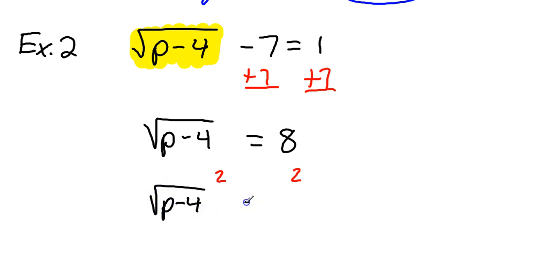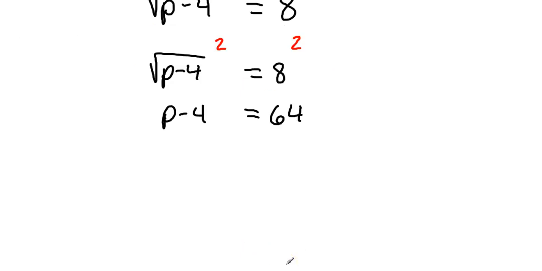The square root of p minus 4 is going to be equal to 8 squared. So the square and square root cancel to get p minus 4. 8 squared is 64. And because there's that extra stuff on the inside, now you've got one more step to go from here. Now you've got just a regular equation to solve, so then you can add 4 to both sides. We got p is 68.